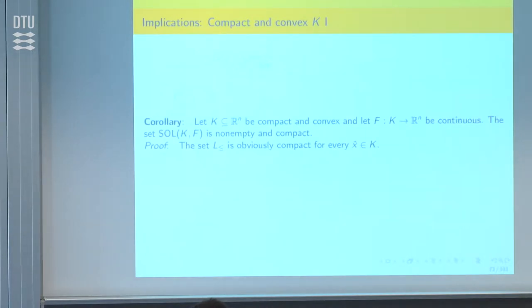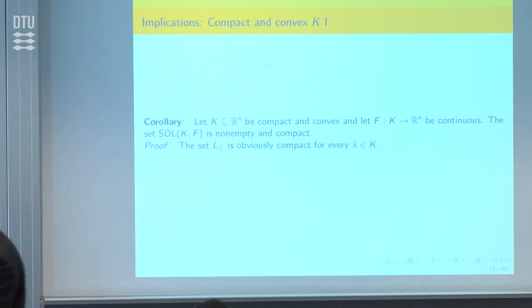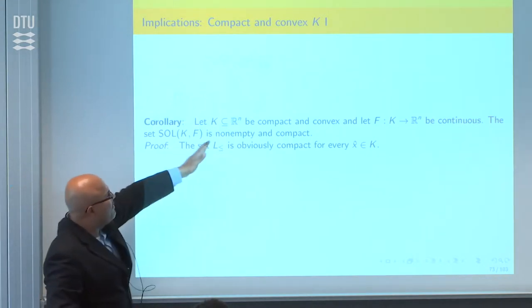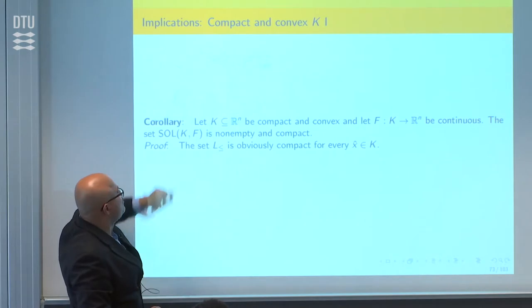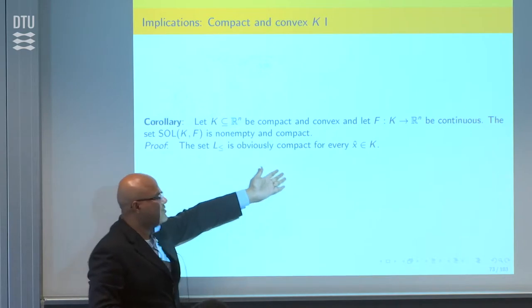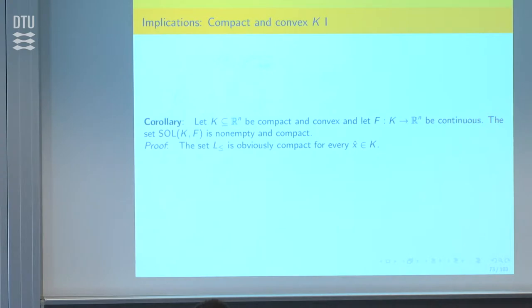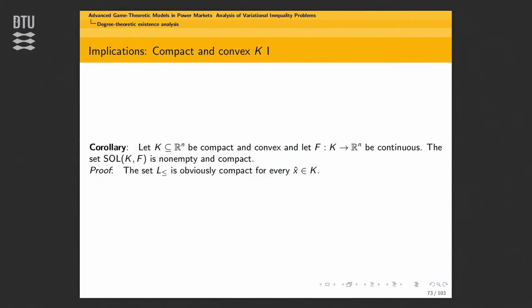Okay, so now let's look at some important corollaries, because these corollaries are essentially what you will be using in your own problems. Right? So the first one, as I told you, was a simple one. If K is compact and convex and F is continuous, then the solution set is non-empty and compact. How do you get that? Just by saying that the L less than or equal to set is obviously compact. Okay? Don't worry about the proof, just the theorem statement. What is the theorem statement? It's effectively saying strategy sets are compact, non-empty, payoff functions are concave and continuously differentiable. You're done. Okay? I'm not worried about the interactions between payoffs.